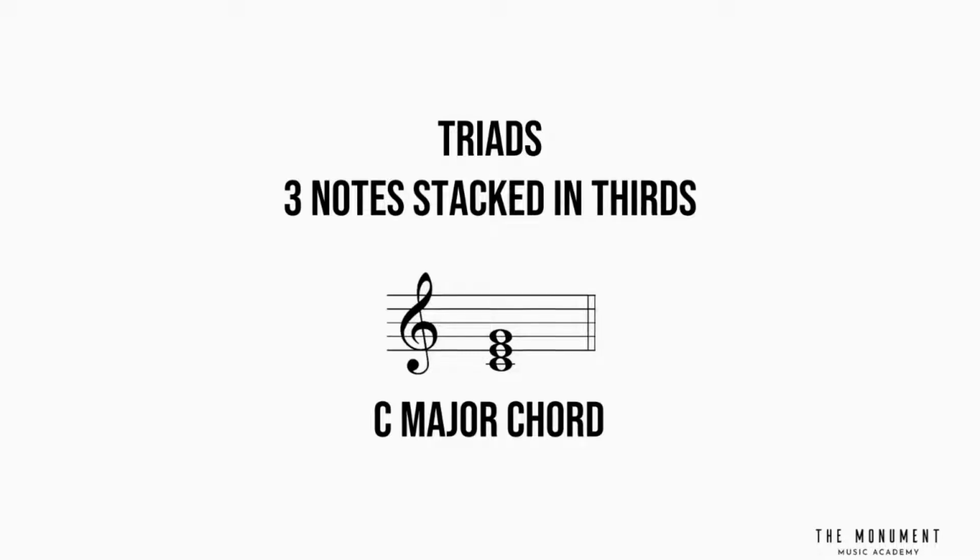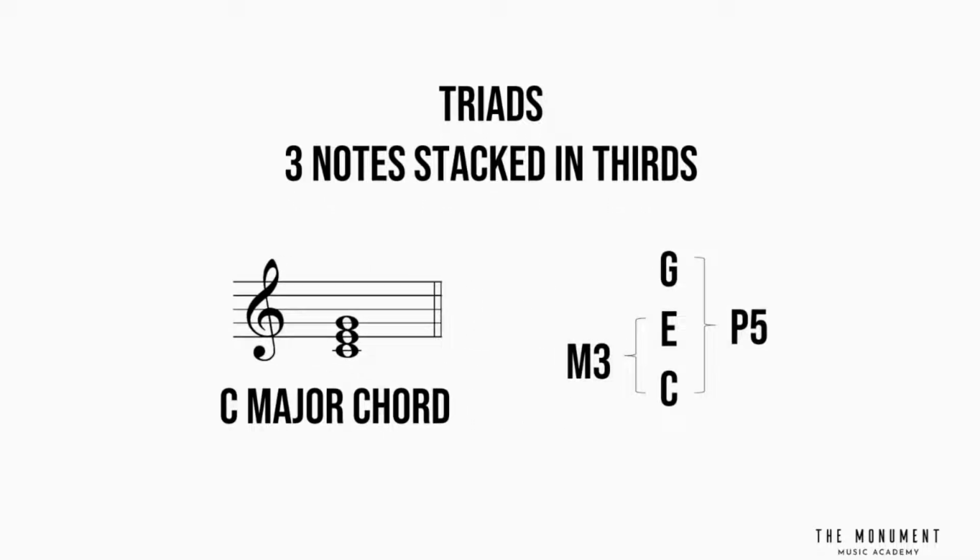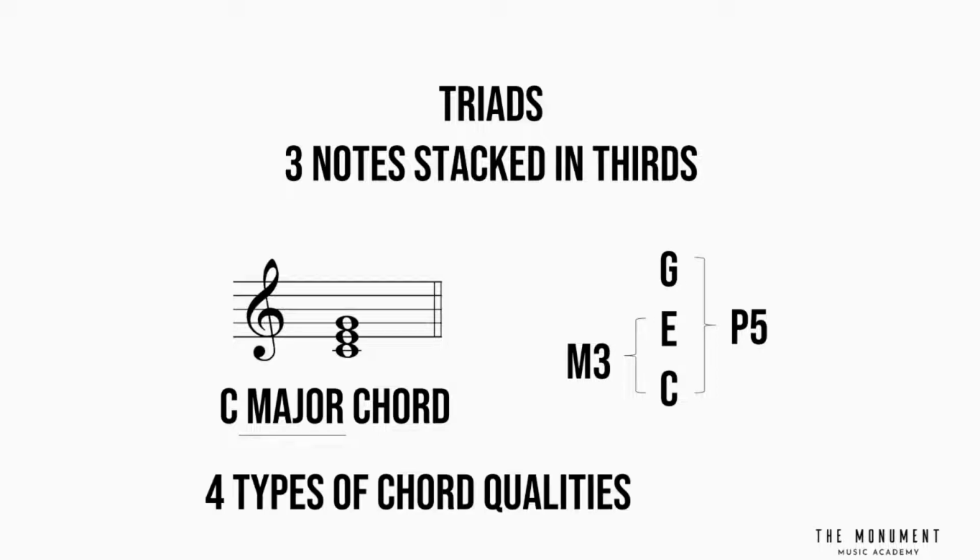This is because the E note forms a major third with the root, while the G note forms a perfect fifth with the root. And that is exactly the formula to create a major triad. By manipulating the intervals between these 3 notes, we can yield 4 types of chord qualities.